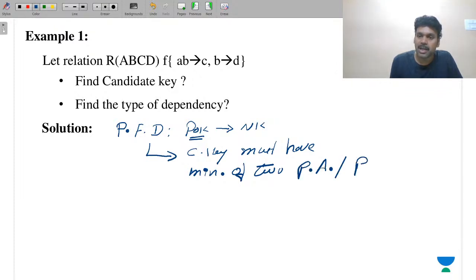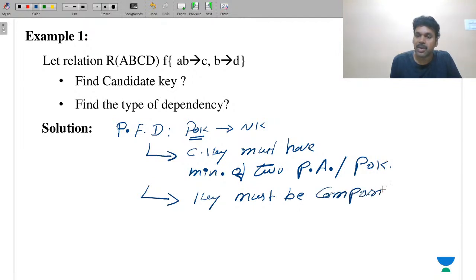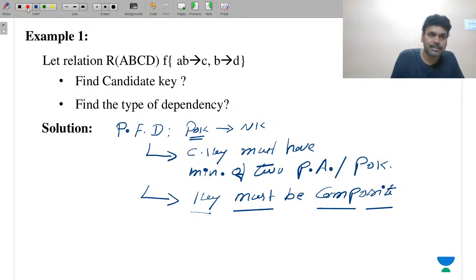Prime attributes are nothing but parts of candidate keys. Therefore, the key must be composite. Indirectly, I am telling you that the key must be composite; it must not be a single attribute. If you have a single-attribute key, you cannot have a partial functional dependency. You want to prove partial functional dependency, it is 100% certain that your key must be composite only. Clear?